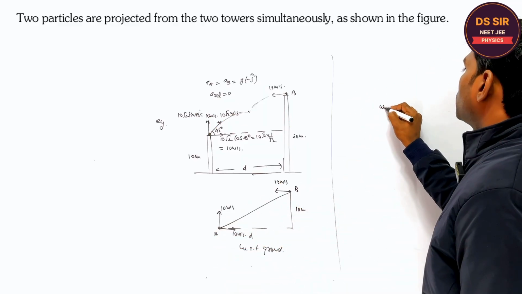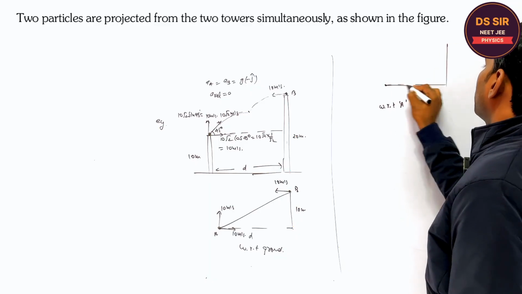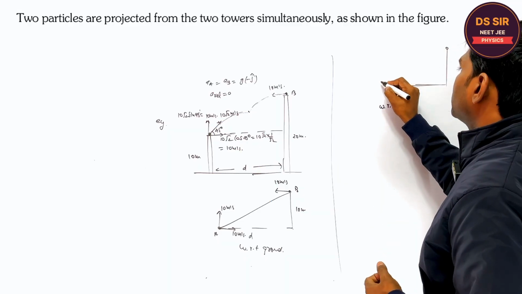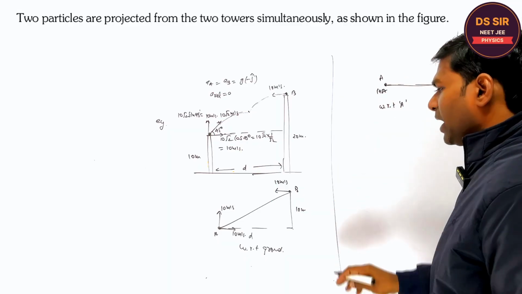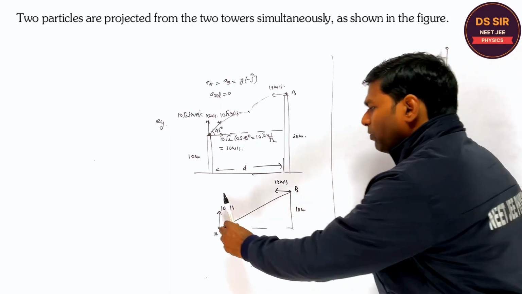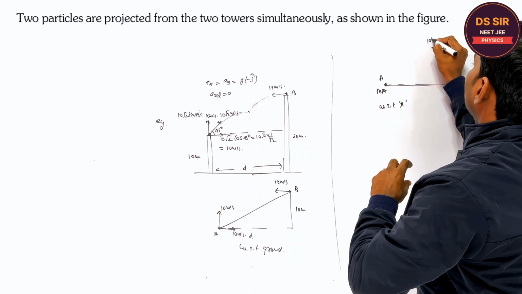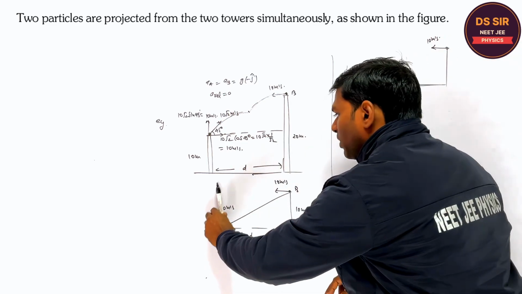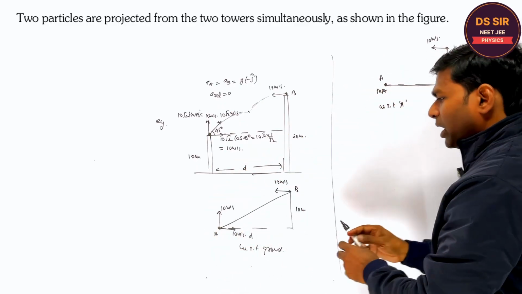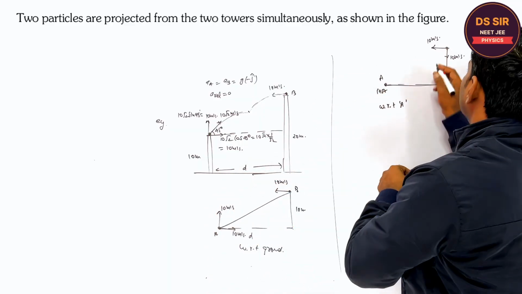Suppose with respect to A, you make the figure. If you are making the figure with respect to A, then A is at rest. To find the relative velocity of B with respect to A, what you have to do is transfer this velocity in the opposite direction. Although B itself has the velocity 10 meter per second, this velocity is transferred horizontally in the opposite direction. Is it clear?